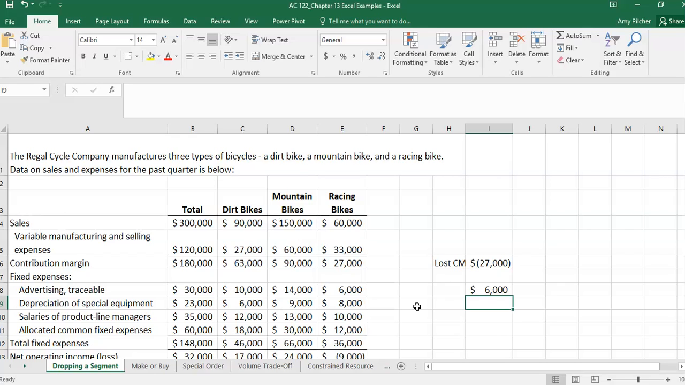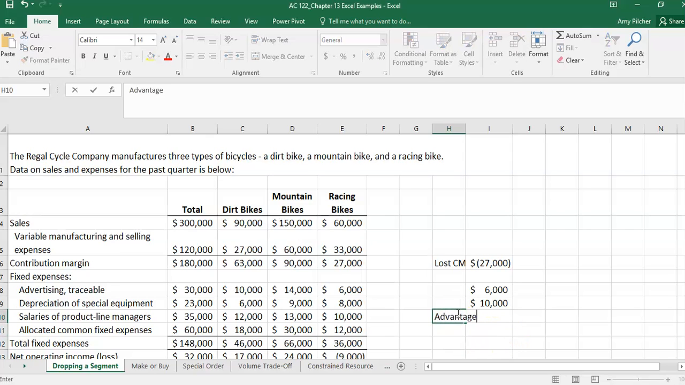The product line manager. If we don't have a product line, we don't need a manager for that product line. So we're going to save the product line manager's salary. And then common fixed costs. So common fixed expenses are allocated to this department. They're still going to be part of the company's bottom line and they can't be avoided. So we have all of the relevant information for what we're going to lose in revenues and which costs we can eliminate.